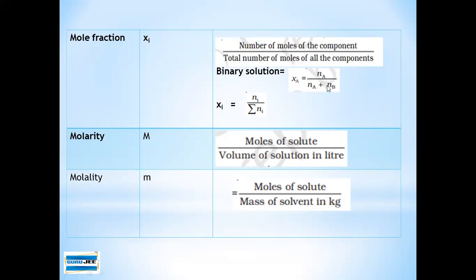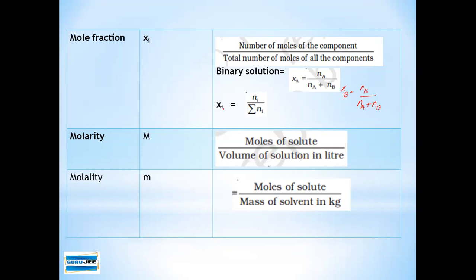Then how can be the mole fraction of B? Can you write down the equation for the mole fraction of component B? Nb divided by Na plus Nb. So do you understand how to write down the equation? Okay, it is in terms of a binary solution.